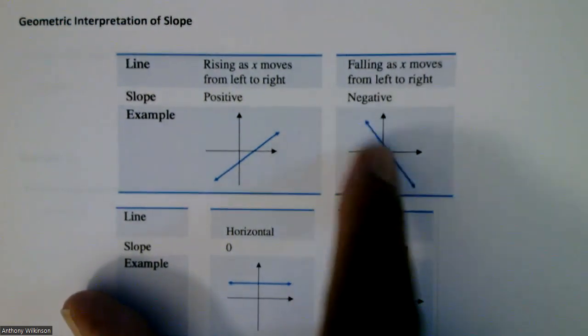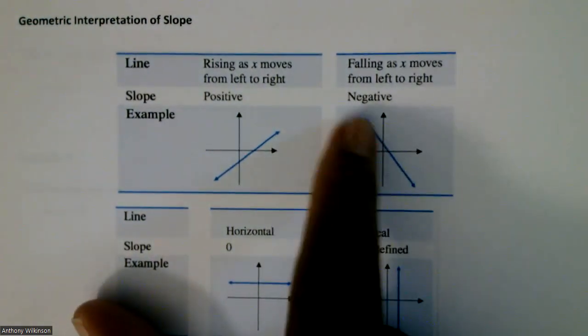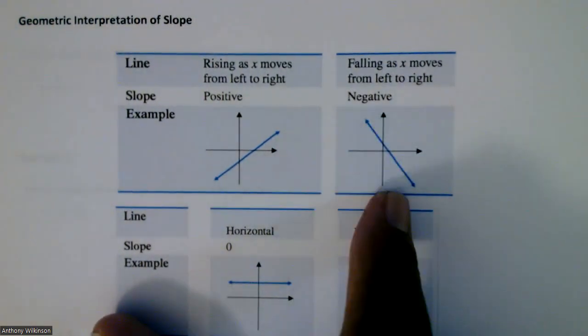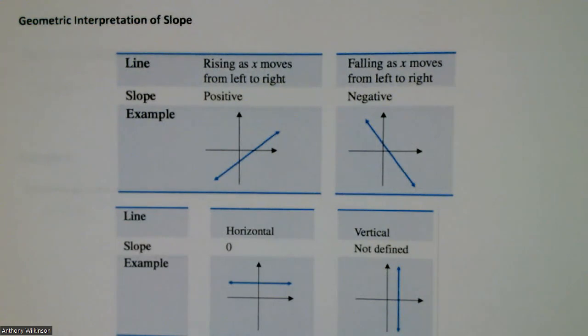Slope is going to be negative, meaning it's going to be falling from left to right. It'll be falling as x moves from left to right. So here you can see that the slope will end up being negative when it falls from left to right.